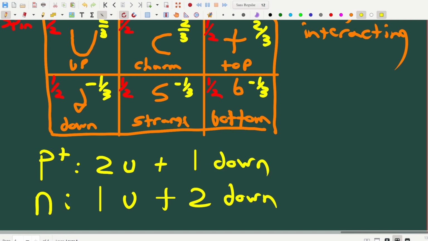All right, well, what happens when you break apart a proton? Well, it doesn't break apart in the way that you think it does. You try to break apart that proton as many ways as you want.